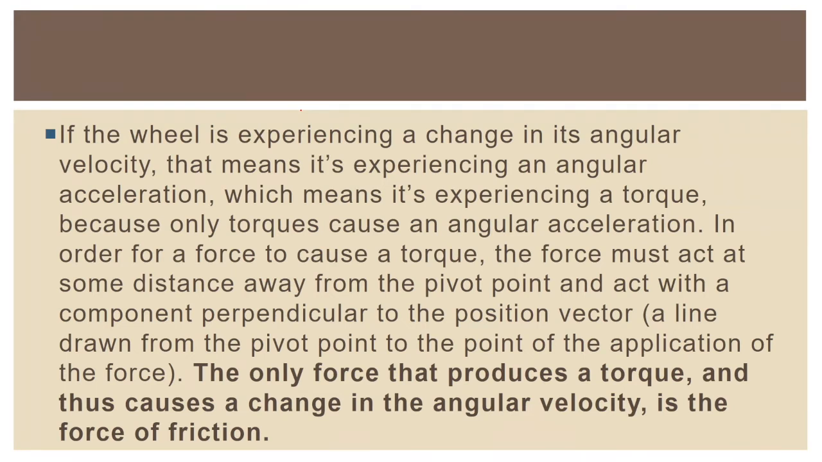If the wheel is experiencing a change in its angular velocity, that means it's experiencing an angular acceleration, which means it's experiencing a torque, because only torques can cause an angular acceleration. In order for a force to cause a torque, the force must act at some distance away from the pivot point and act with a component perpendicular to the position vector, a line drawn from the pivot point to the point of the application of the force. The only force that produces a torque, and thus causes a change in the angular velocity, is the force of friction. Take a second to pause this video here and write that down, adding any parts of this that may be missing from your own explanation. And when you hit play, we'll move on to the scoring guide.